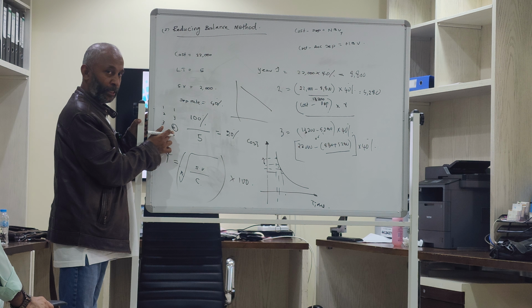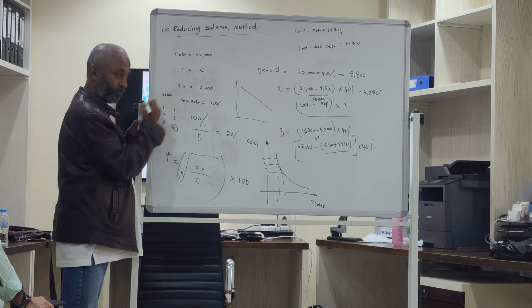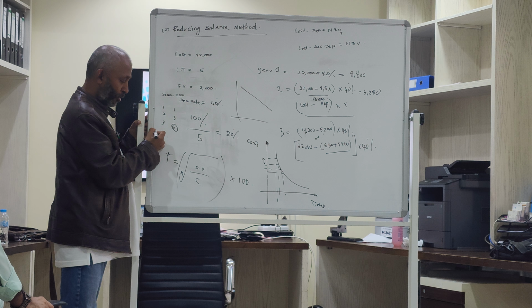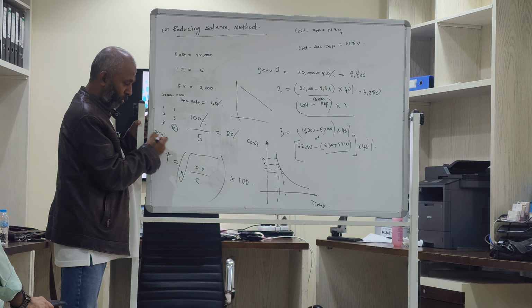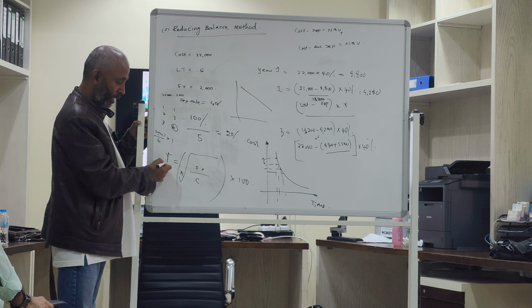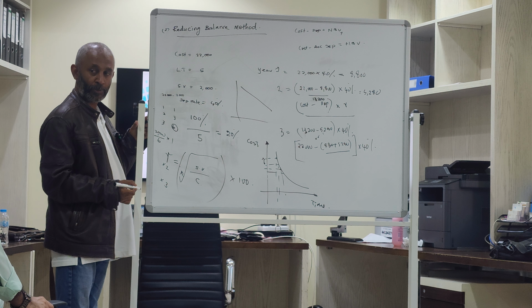This is what we call sum of the digits. Then your cost is 22,000 and then minus scrap value 2,000, so you have 20,000. What you do is you divide by 6. First year it will be 1, second year it will be 2, third year it will be 3. Hope it makes clear for you.